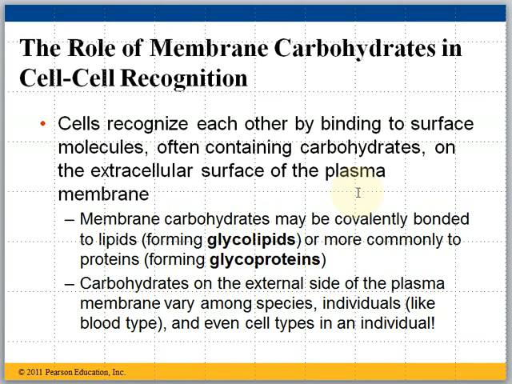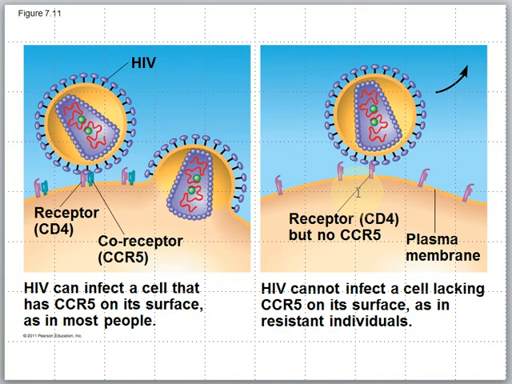So there are different cell types even within the same species, and sometimes even within individuals. You can have different carbohydrates that are on different cell membranes. This really comes into play when you talk about disease and the immune system.